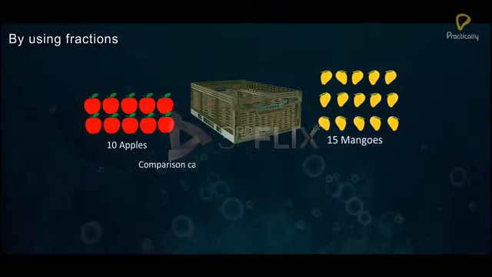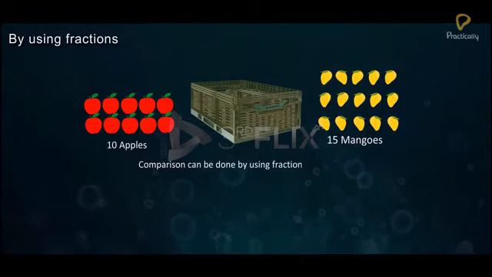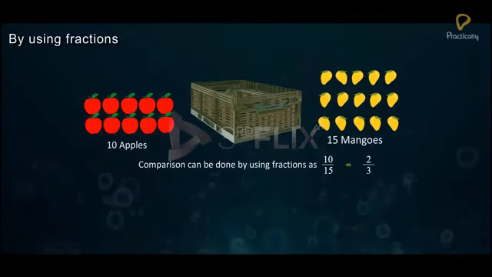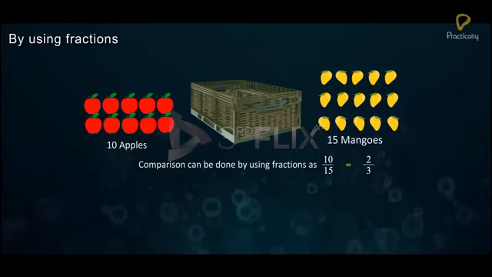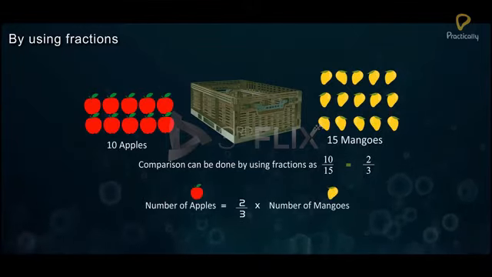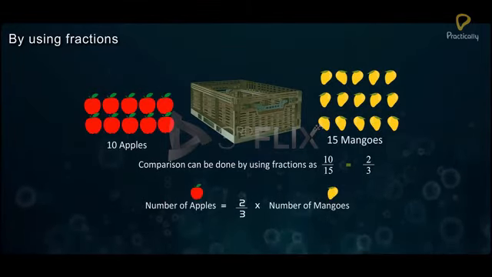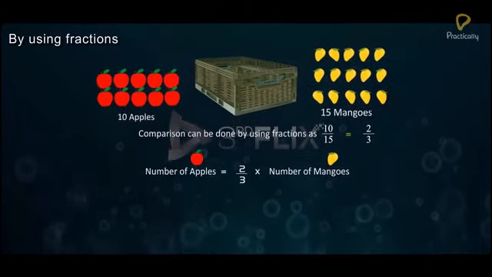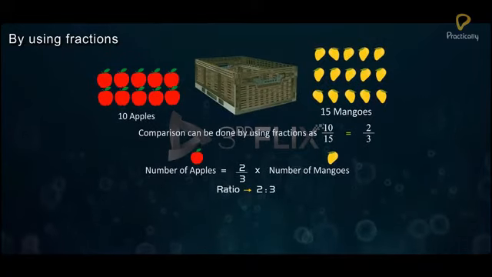Comparison can be done by using fractions as 10/15, that is also equal to 2/3. The number of apples is 2/3 times the number of mangoes. The ratio is 2:3.